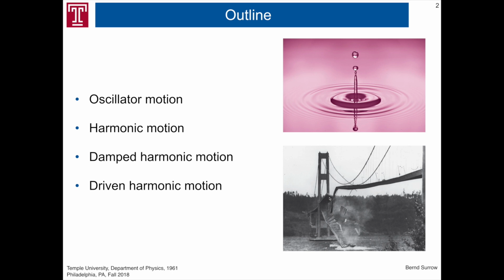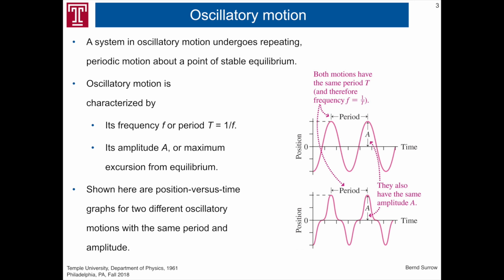So let me first define oscillatory motion in more detail. A system in oscillatory motion undergoes a repeating, periodic motion about a point of stable equilibrium. The characteristic example for that is a mass connected to a spring. Now this oscillating behavior is characterized by the frequency, and 1 over the frequency is the so-called period. So a mass connected to a spring goes through the equilibrium, moves to the left, goes back to the equilibrium, and goes back to the original location. That time is characterized by the period.